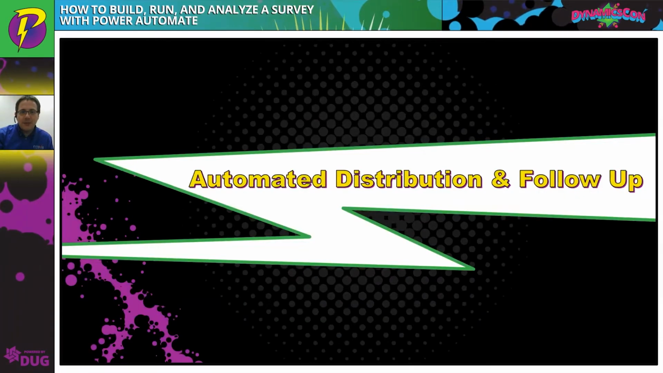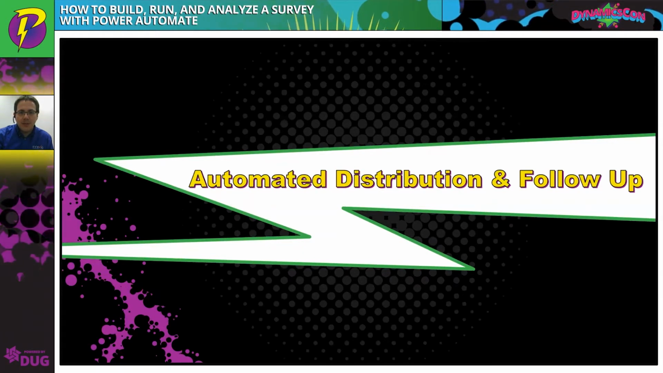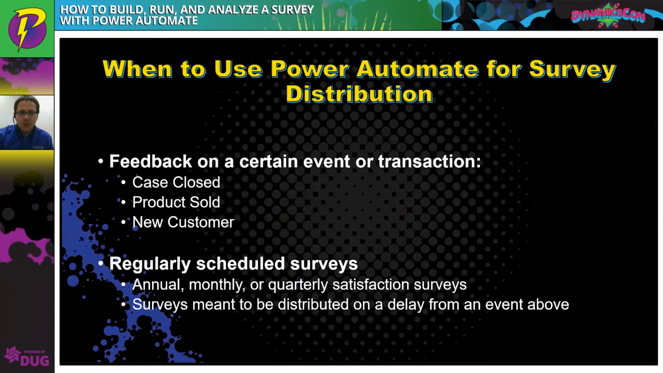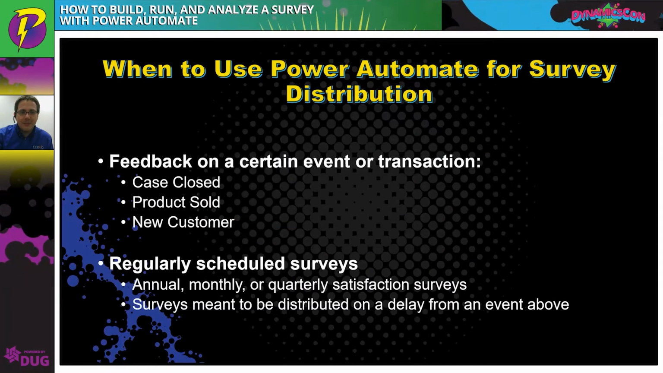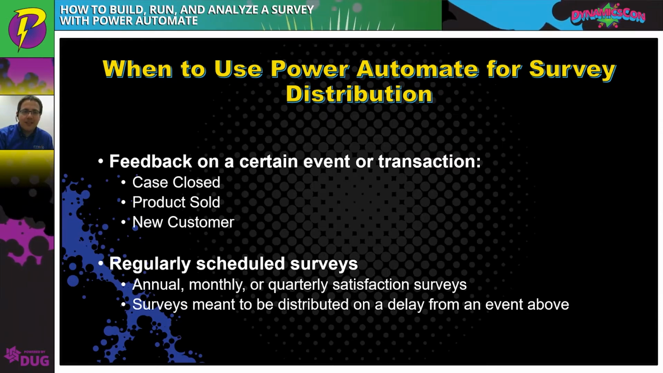So in this section, we're going to be moving into Power Automate for the most part, and we're going to be talking about distribution and follow-up activities. And this is really cool, and I think this is where you can really get the most interesting results from what we're doing today. So first of all, you have to decide when you want to use Power Automate for your survey distribution. Like I mentioned, in our case, we did not, because we didn't want to base it on a trigger. We wanted to send it during a specific period of time. But these are situations where you would want to do that.